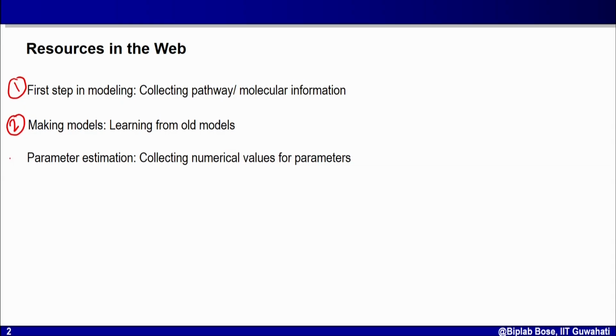And the third one is collecting information about parameters. If you remember, in an ordinary differential equation, I will have a dependent variable, I will have an independent variable. At the same time, there will be some constant terms, the parameter values. For example, in an enzymatic reaction, I have to know the rate constants, which are the parameters in the process. So I have to know the numerical values for these rate constants or parameters. Where do I get those parameter values? Often we go back to the web and use different web resources to collect this information.